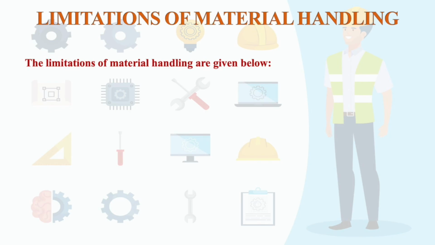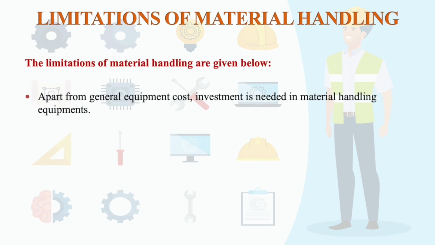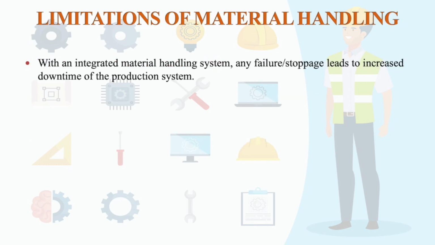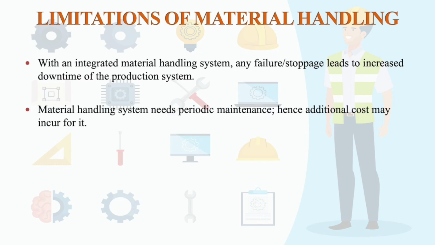So then, limitations of material handling. What are the limitations of material handling? The limitations of material handling are given below. Apart from general equipment cost, investment is needed in material handling equipment. Further, flexibilities and improvisations cannot be done greatly once the system is installed. So these are the various limitations. With an integrated material handling system, any failure or stoppage leads to increased downtime of the production system. Material handling systems need periodic maintenance, hence additional cost may be incurred for it.